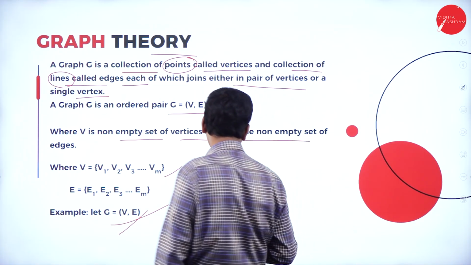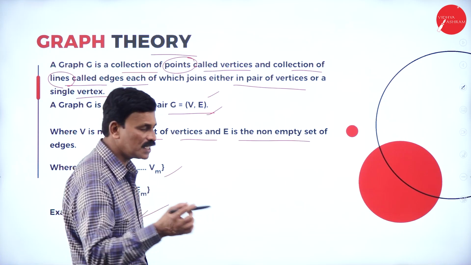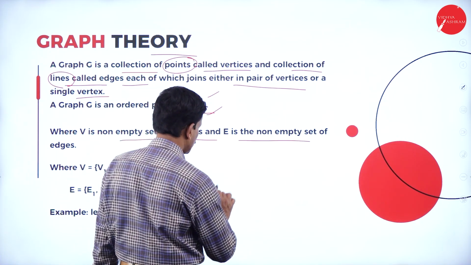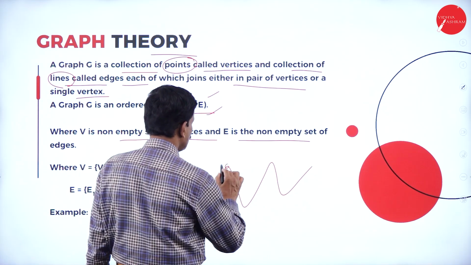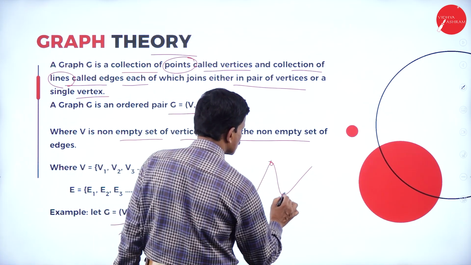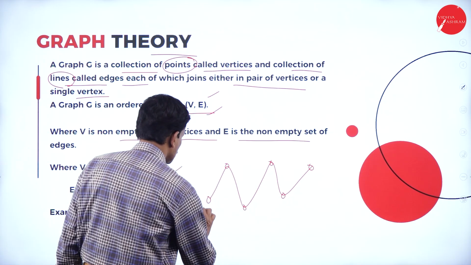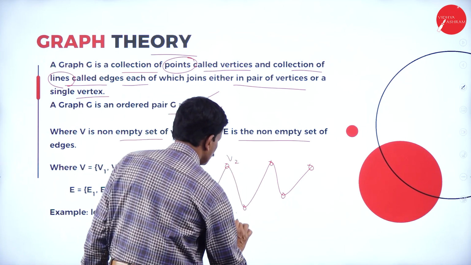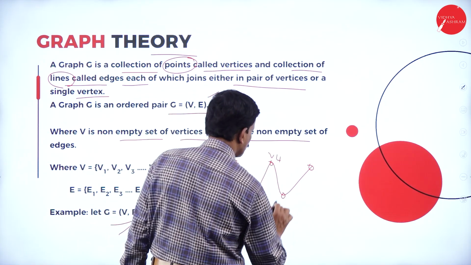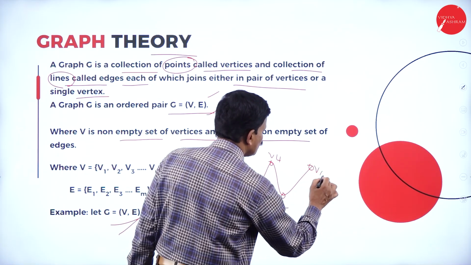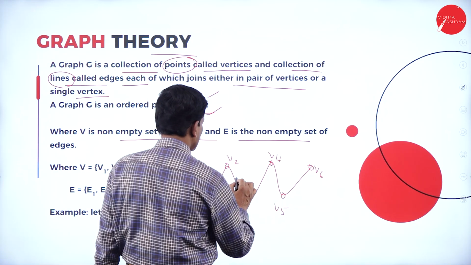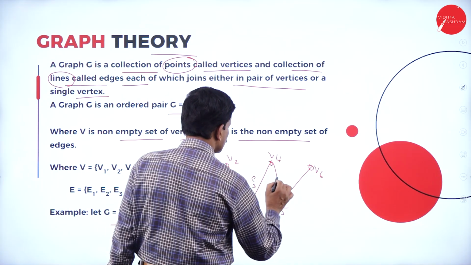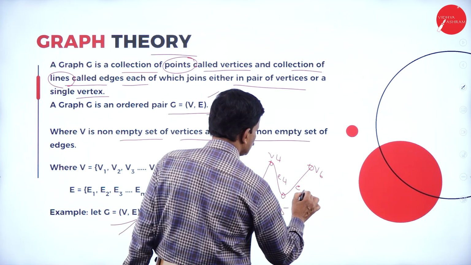Now let us take a small example for a graph. Let me write an example. These are the vertices, and let us represent them as V1, V2, V3, V4, V5 and V6. These are the vertices and these are the edges E1, E2, E3, E4 and E5.